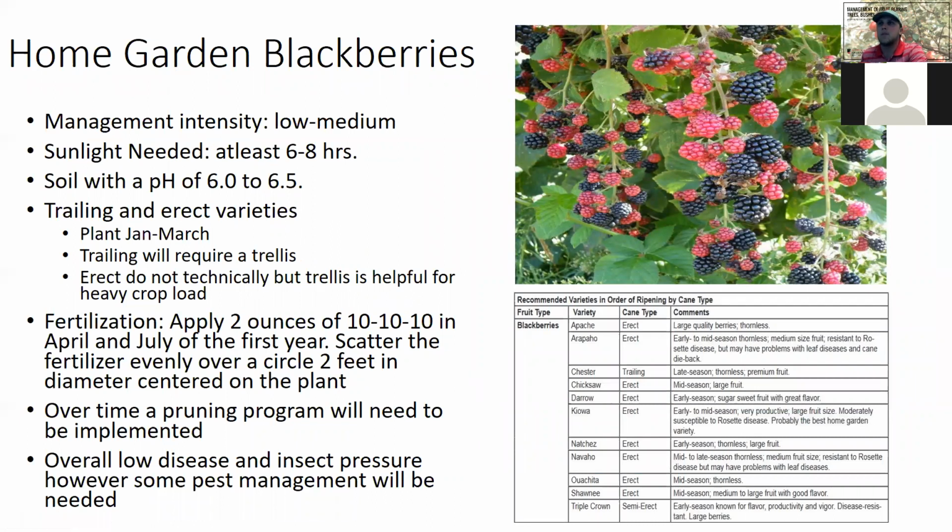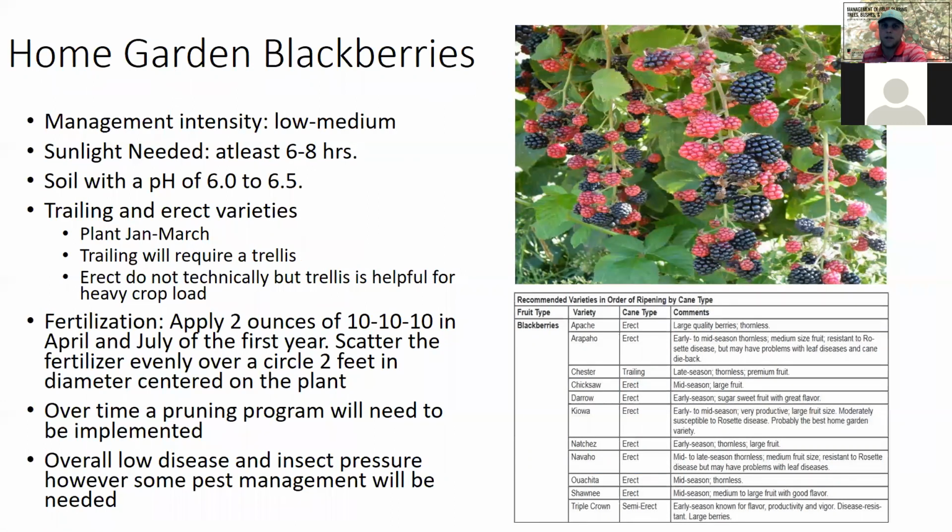So, home garden blackberries, another one of my favorites. I just love blackberries and blueberries. They're delicious, and they're relatively easy to grow. Management intensity, I would say low to medium. Sunlight needed at least 6 to 8 hours. Soil pH 6 to 6.5.